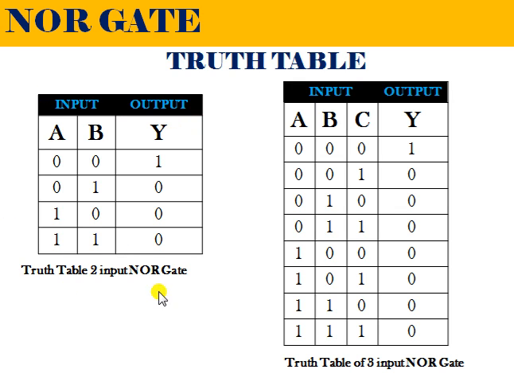So from this truth table, we see that its output is high only when all the inputs are low. See, this is the two input NOR gate: 00, 01, 10, 11. Here also its output is high only when all the inputs are 0. If any input becomes high, then the output will be 0. So why are these two gates called universal gates?